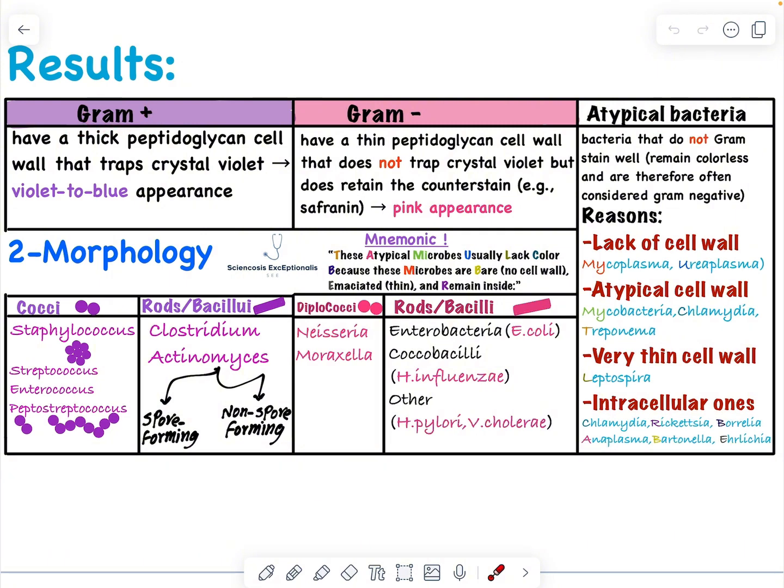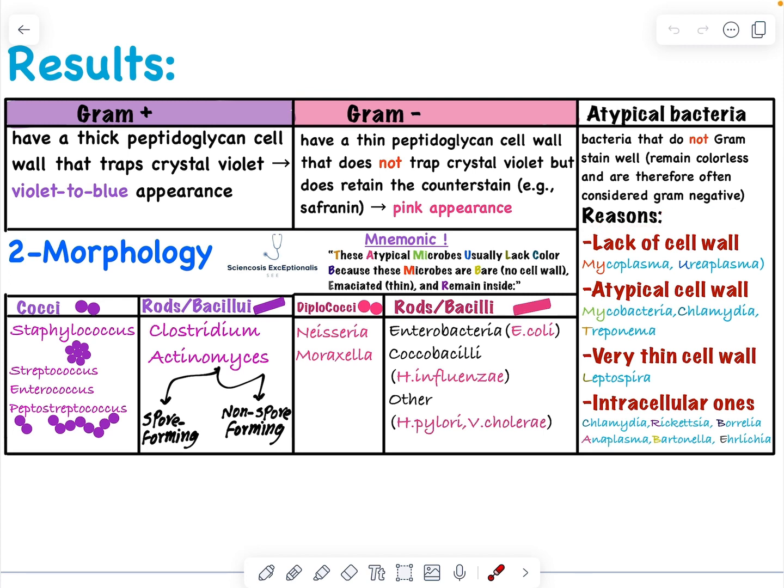The gram-positive bacteria are violet to blue in color because they have a thick peptidoglycan cell wall that traps the crystal violet, whereas the gram-negative have a thin peptidoglycan cell wall that doesn't trap the crystal violet, but with the counterstain, they retain the safranin and appear pink. Atypical bacteria are those bacteria that don't gram stain well, so they appear colorless and are considered gram negative.